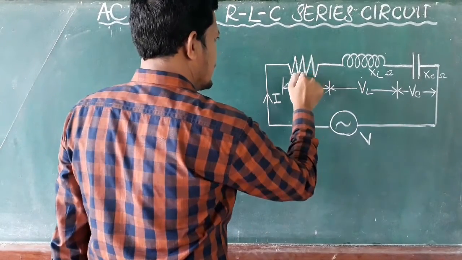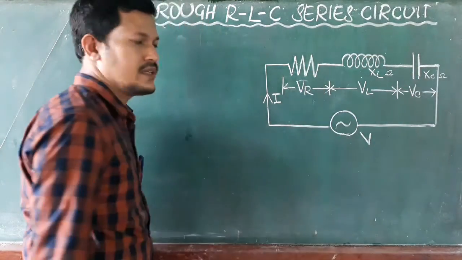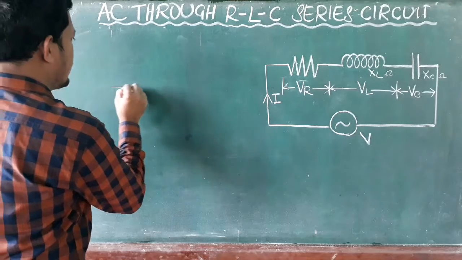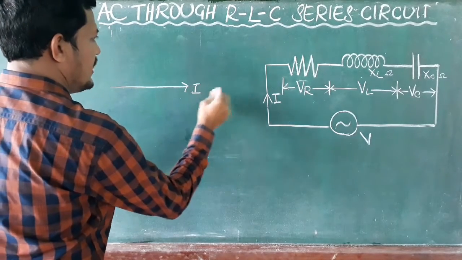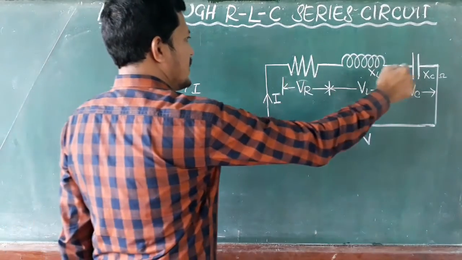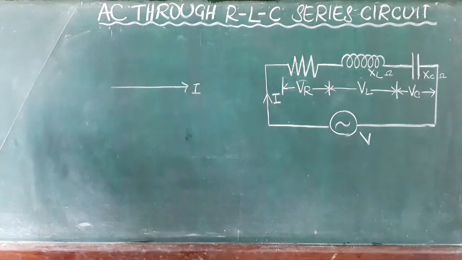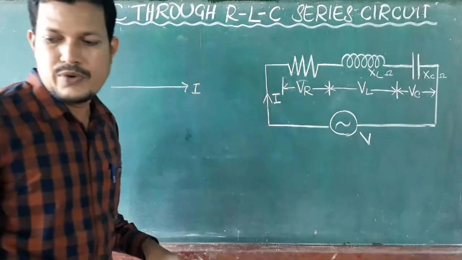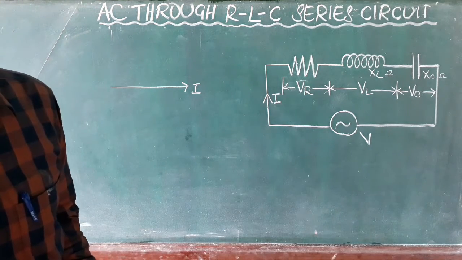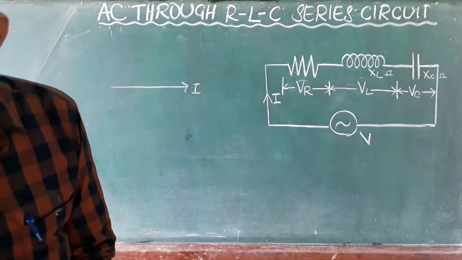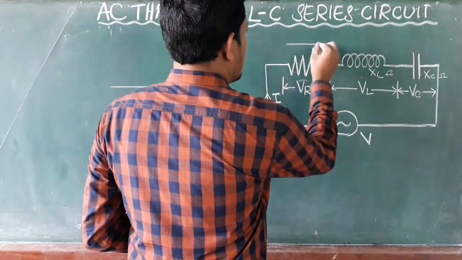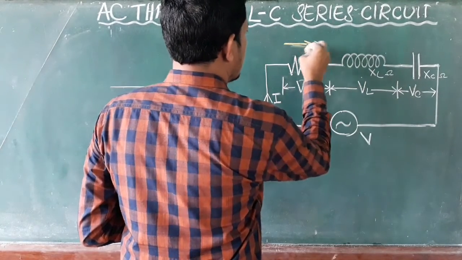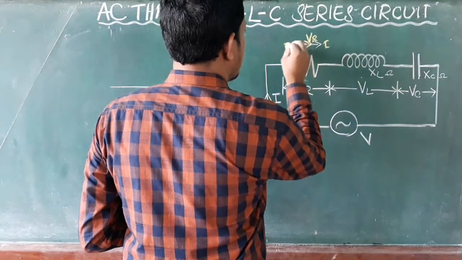Here is the same series circuit. The current I flows through the resistance, the inductor and the capacitor. Clear? Same current I, so we can take I as our reference. I am drawing it here. I is our reference because the same current is passing through the resistance, inductance and capacitor. Now, according to the current, we can draw the phasors of voltage. So here, I is this one, and VR is also in the same line as I. Clear?